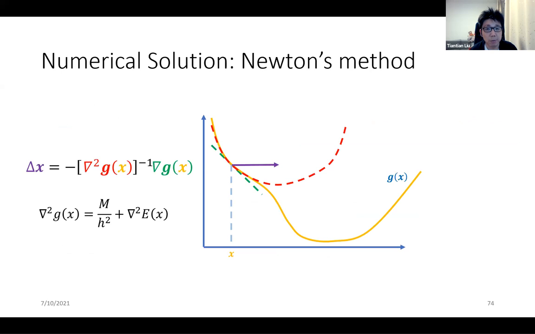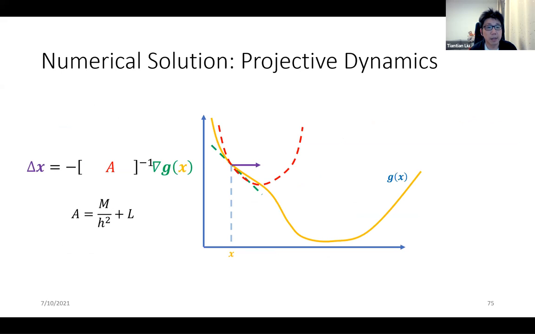Unlike Newton's method, which filters the gradient direction using the inverted Hessian matrix, projective dynamics simply chooses a Hessian approximation to compute the descent direction. This is a very special Hessian approximation where the second order derivative of the elastic energy is replaced by the system Laplacian matrix. This descent method is also sometimes referred to as a subgradient descent method.